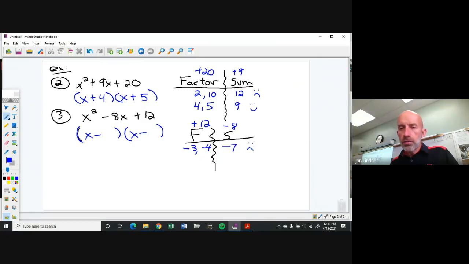That doesn't work. So let's try negative 2 and negative 6. Well, negative 2 times negative 6 makes 12. And negative 2 plus negative 6 makes negative 8. That's what we want. So this one is x minus 2 and x minus 6. And you can always double check these by doing FOIL. If you're not sure if you got the right answer, try it doing FOIL. All right.